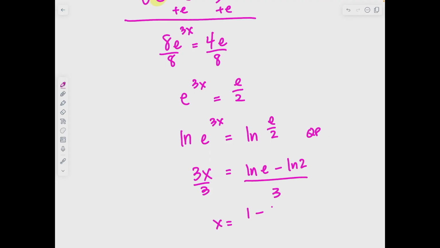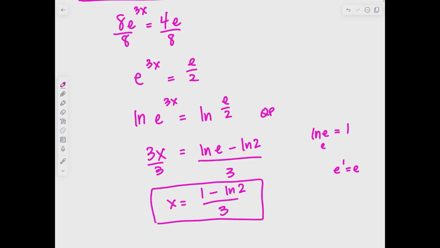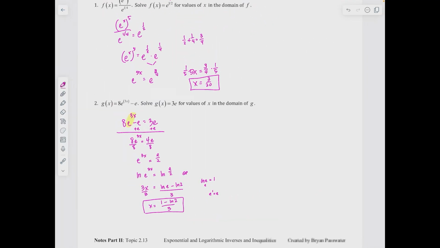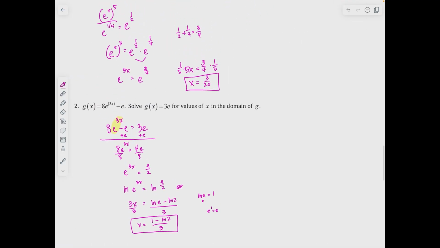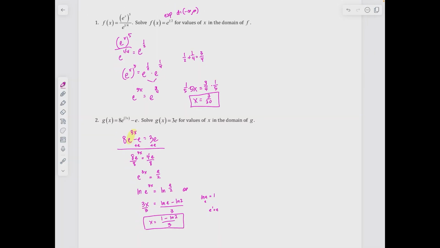Also know that natural log of e is just 1. And the reason why natural log of e is equal to 1 is because e to the first power is equal to e. So this would be my answer here. Okay, so these are two problems that you should be able to do without a calculator in preparation for an FRQ type of question.